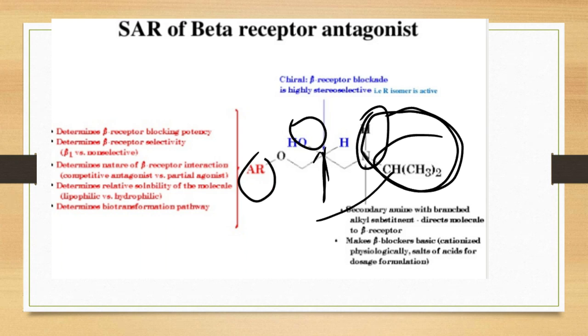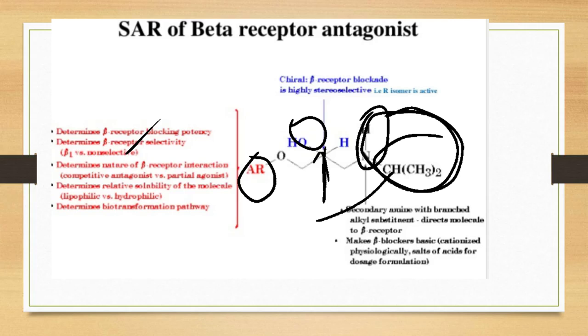Then this aromatic ring determines the beta receptor blocking potency. It is also responsible for the selectivity. So if only para substitution is present and meta substitution is absent, such a kind of drug is beta 1 selective. So if a drug is lipophilic in nature, it can cross the blood-brain barrier and it can show side effects which are related with the beta blockers.